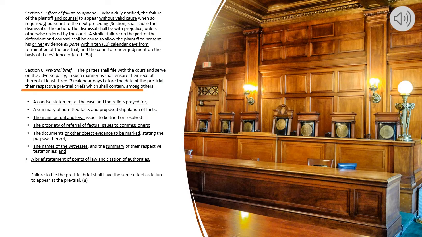Section 5. Effect of failure to appear. When duly notified, the failure of the plaintiff and counsel to appear without valid cause when so required, pursuant to the next preceding section, shall cause the dismissal of the action. The dismissal shall be with prejudice, unless otherwise ordered by the court. A similar failure on the part of the defendant and counsel shall be cause to allow the plaintiff to present his or her evidence ex parte within 10 calendar days from termination of the pre-trial, and the court to render judgment on the basis of the evidence offered. 5a. Section 6. Pre-trial brief.